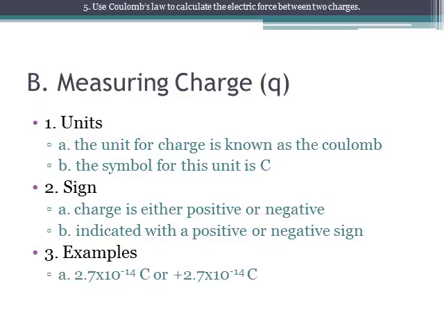So say we had a charge of positive 2.7 times 10 to the negative 14th coulombs. We could either write that without a sign, and as you know from math, that by definition means it's positive, or sometimes you'll see the plus sign in it. Either of these would be the exact same. There'd be a positive 2.7 times 10 to the negative 14th coulombs. Or we could have a negative charge, and with that there has to be a negative sign out front. So this example here is negative 3.4 times 10 to the negative 17th coulombs.